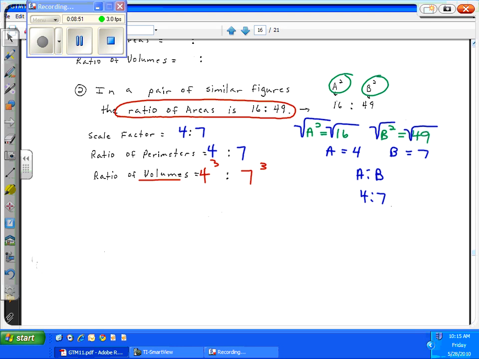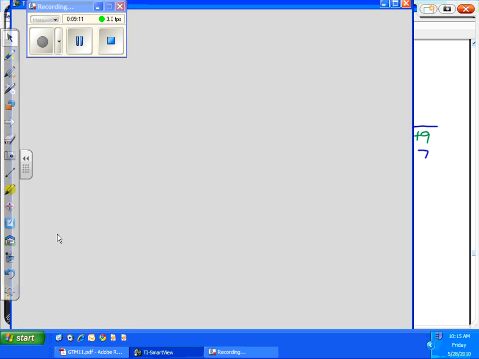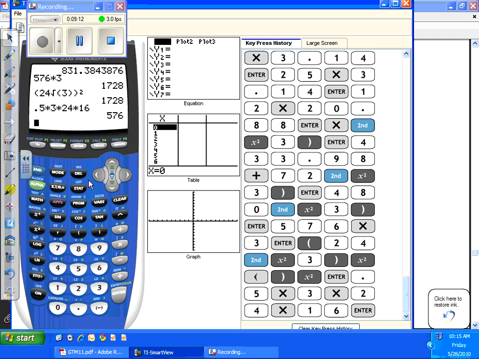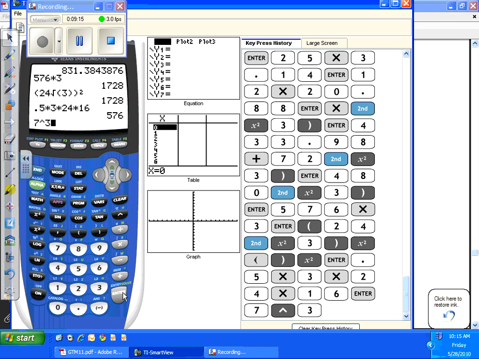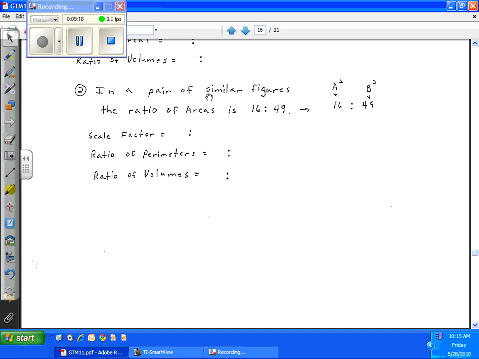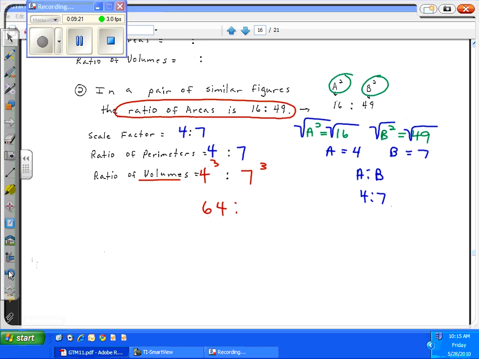4 cubed is 4 times 4, which is 16 times 4, which is 64. 7 cubed is 7 times 7, which is 49 times 7. 49 times 7, I forgot. 243? I don't know. 243 jumped into my head, but that doesn't mean it's right. Let's look at that. 7 to the third. There it's 343. I knew that didn't sound just right. 343. There we go.